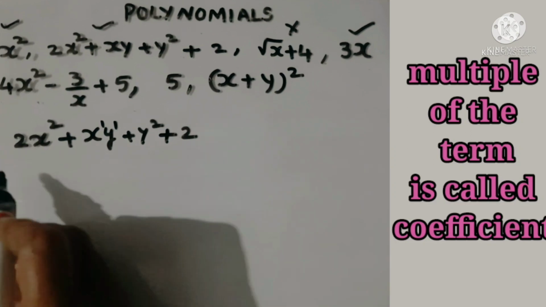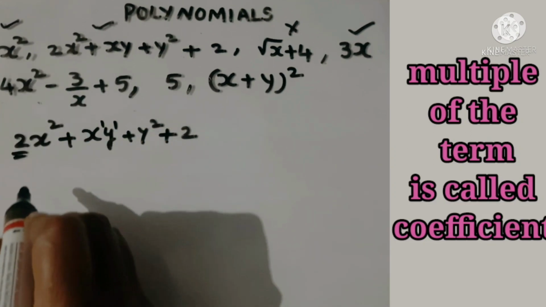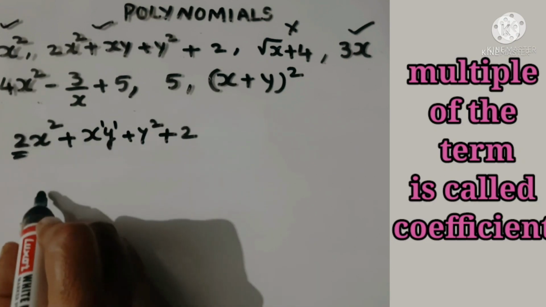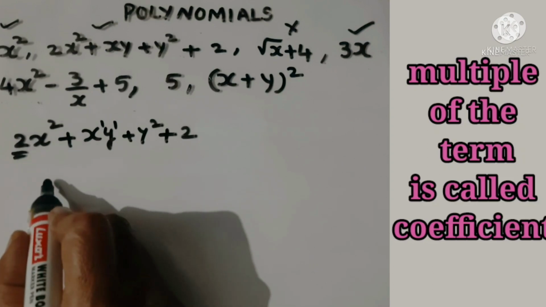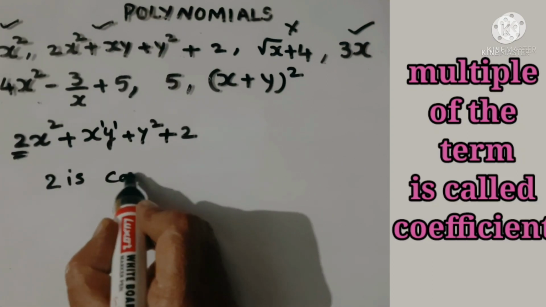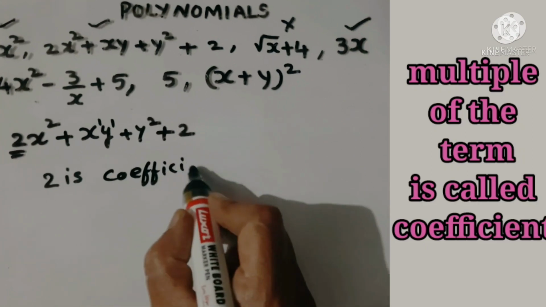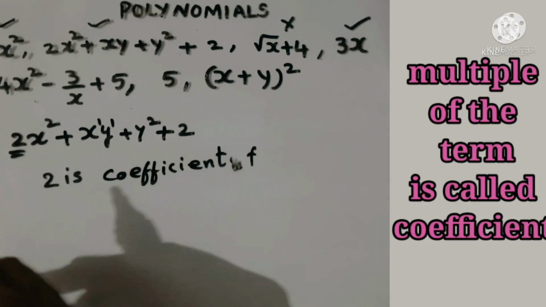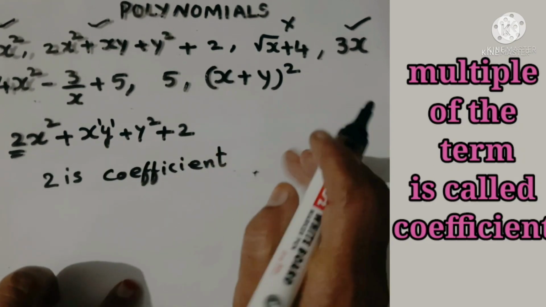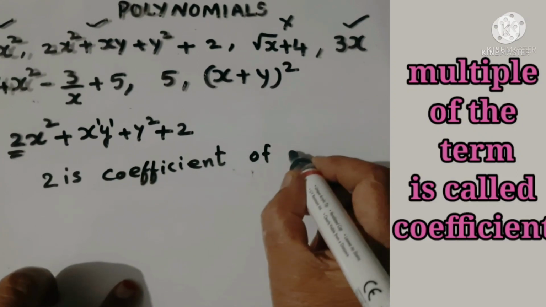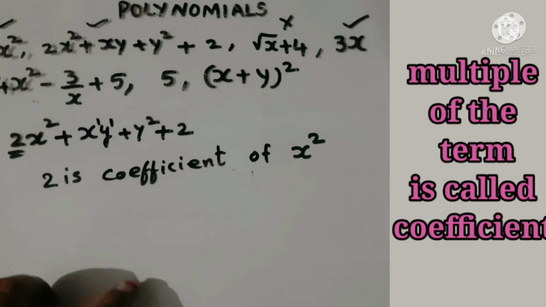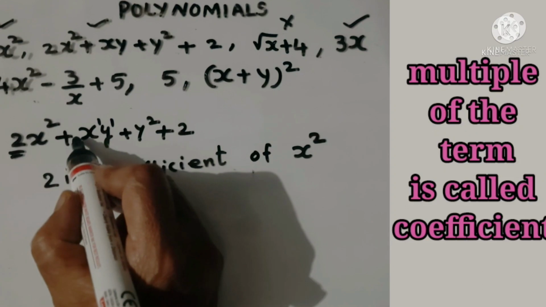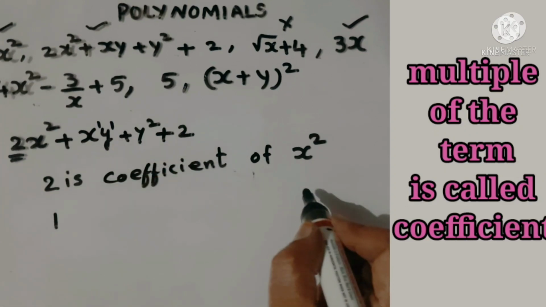And what about this 2? This 2 is called coefficient. Coefficient in the first term. Coefficient of x square. So 2 is coefficient of x square. So what is the coefficient of xy? There is no multiple here, so we can write 1. 1 is the coefficient of xy.